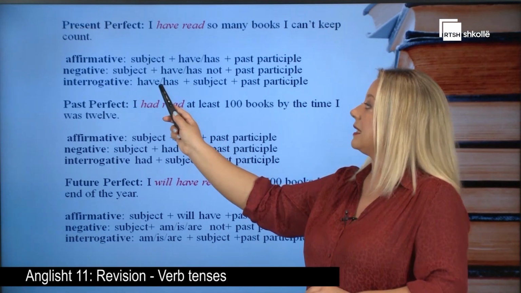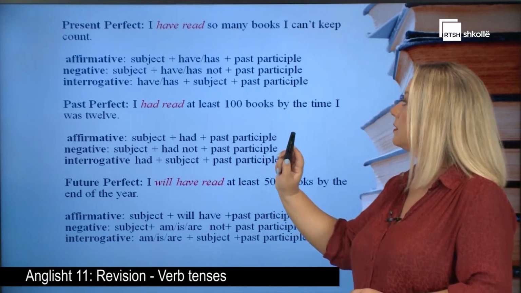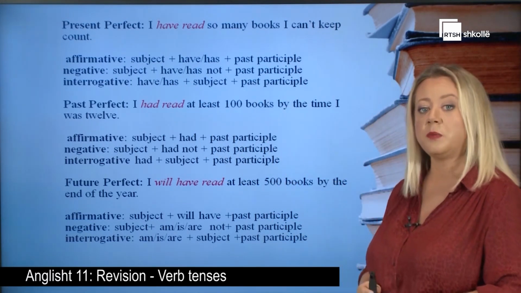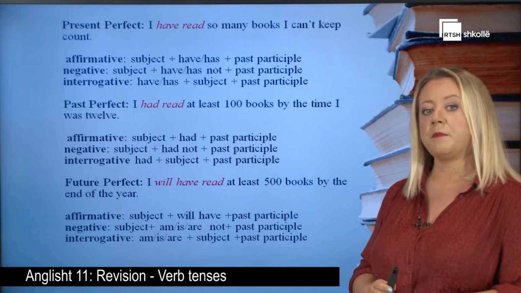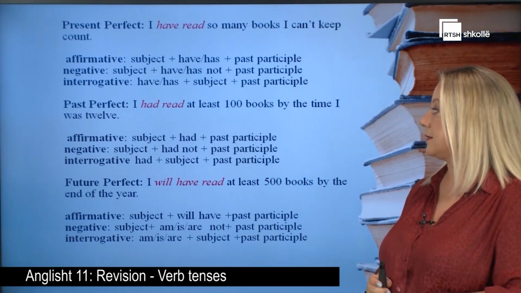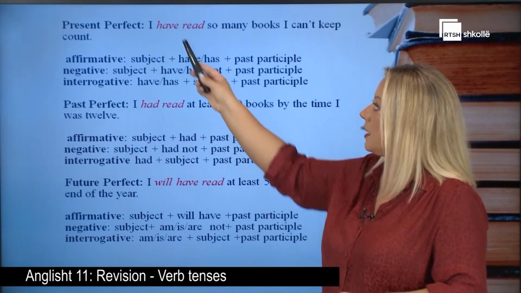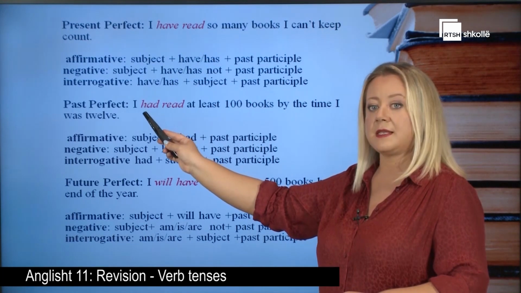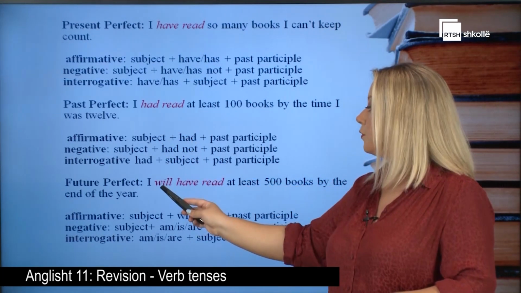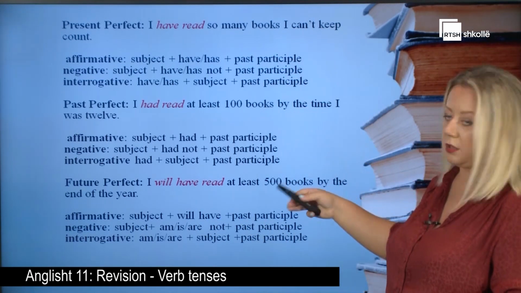Interrogative is have or has plus the subject of the sentence and then the past participle of the verb to be conjugated. The same thing happens with the perfect tenses, but this time we have the change of the verb to have. In the present it is have, in past perfect it is had, and in the future it is will have. The rest is the same for all the tenses.